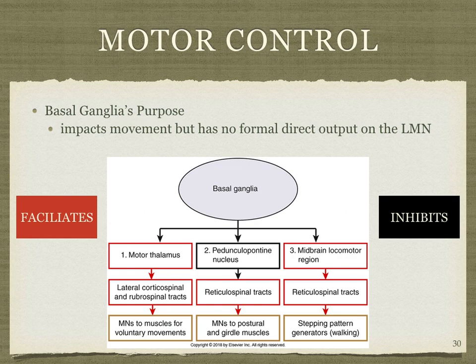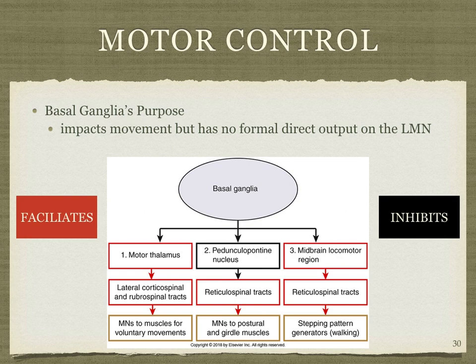So if our basal ganglia is facilitating this, this is when we're going to see overactive movement, hyperkinetic involvement. If we see too much inhibition, we might see that hypokinetic. So we want to have just the right amount of inhibition from the basal ganglia.